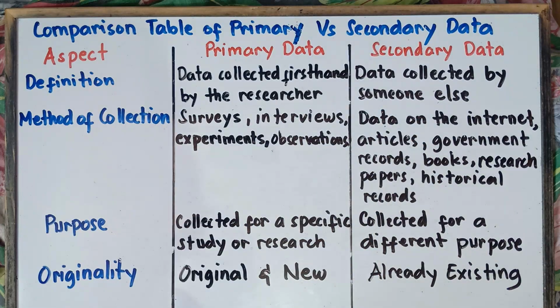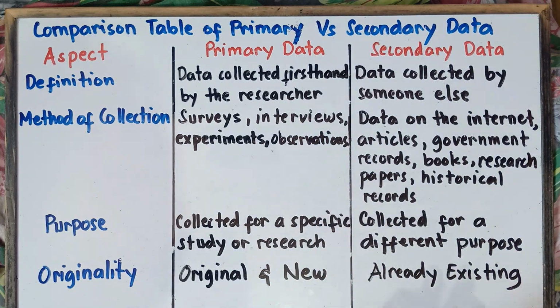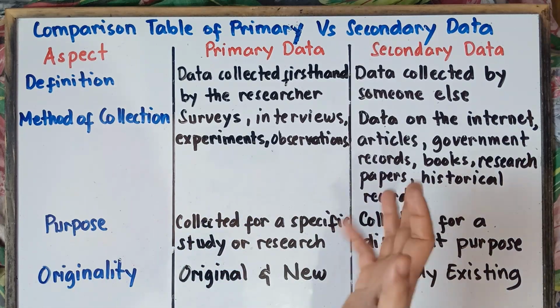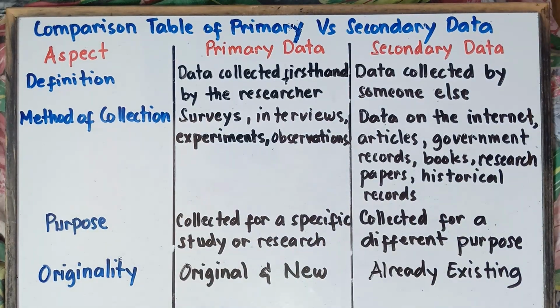Now to make the story short class, primary data are new data or original data. Secondary data are already existing. To make the story short, primary data are new data, and secondary data are existing data. Now, the question is, how will you collect those data?